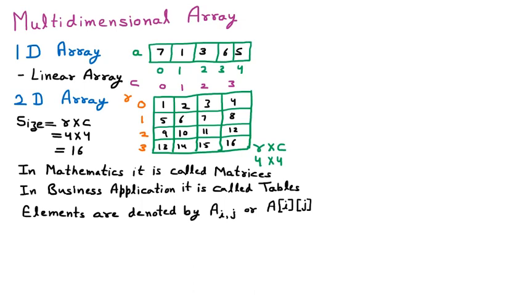So to understand this, I am taking one example. Every element is denoted by Aij. Now, I am picking any of the elements. Let us suppose that I am picking this element, which is 4.